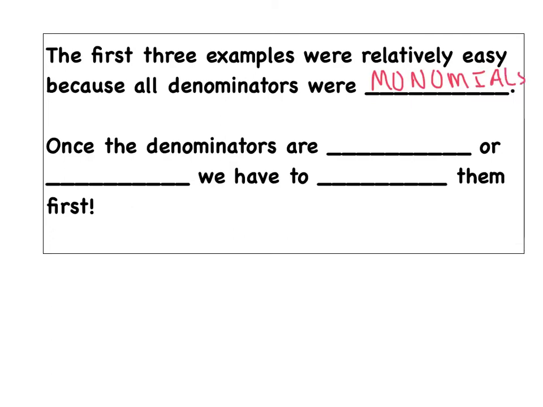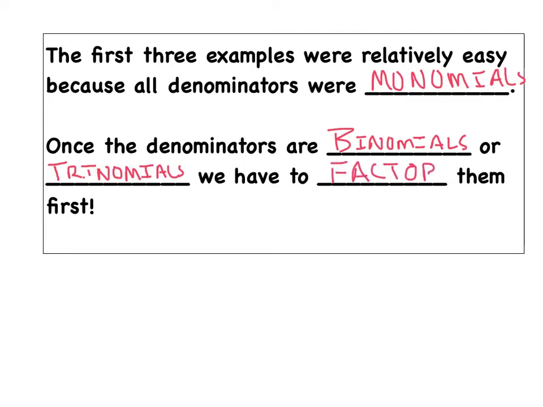All right, and that's what made them relatively easy. And of course, relatively easy. I never want to say that they're too easy. Now, once those denominators become binomials, like we're going to start to see, or even trinomials, things are going to get a little bit crazier, but they're still very doable. And the key is we have to factor these denominators first. That's what I want to emphasize here, is that we've got to get them factored completely before we identify the domain restrictions and before we identify our common denominator. So let's go try some.